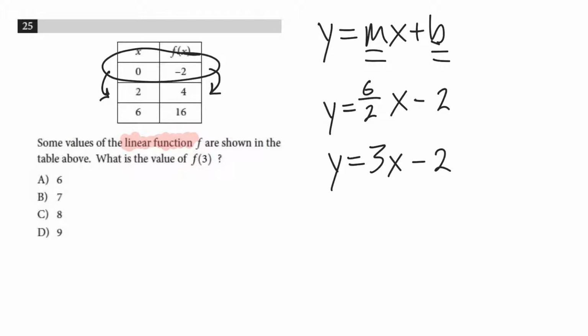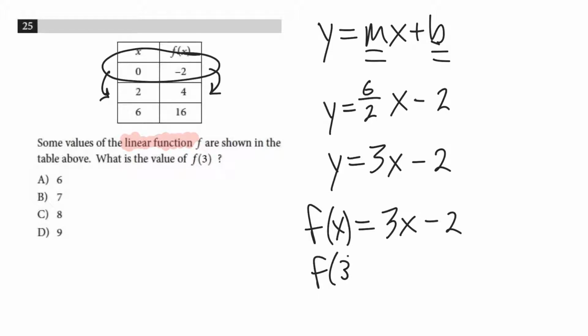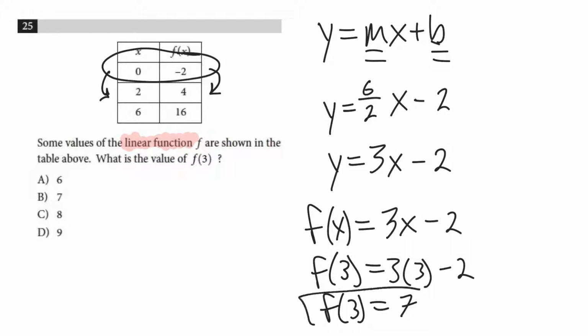And we want to know what f of 3 is. So I've been using y here, but we can use f of x. So f of x is 3x minus 2. And we want to know f of 3. Well, we're just going to put 3 in for our x, and we'll see that f of 3 equals 3 times 3 is 9 minus 2. That's 7. F of 3 equals 7. B is our solution.